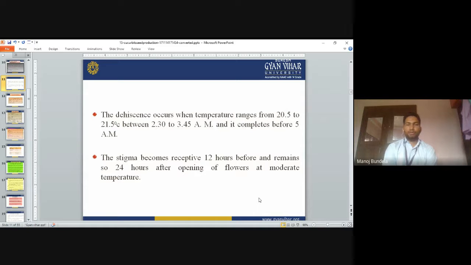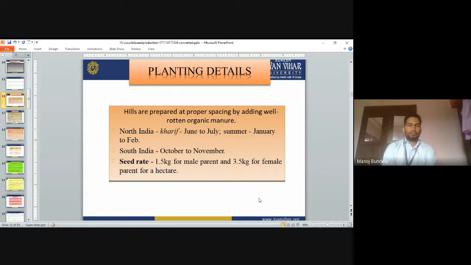At night, 2:30 to 3:45 is the best time, and the best temperature is 20 to 21. The stigma becomes receptive 12 hours before and remains so 24 hours after the opening of the flowers, at moderate temperature. So that time we will go for pollination.